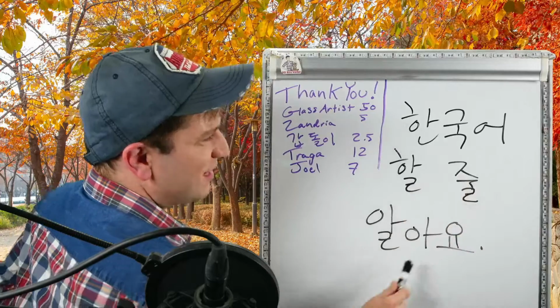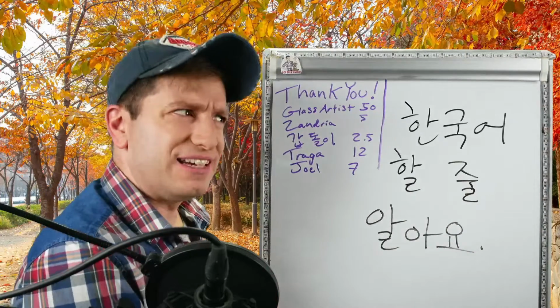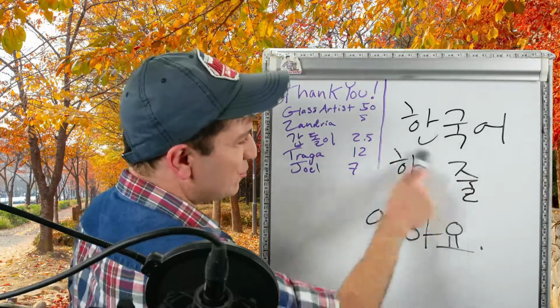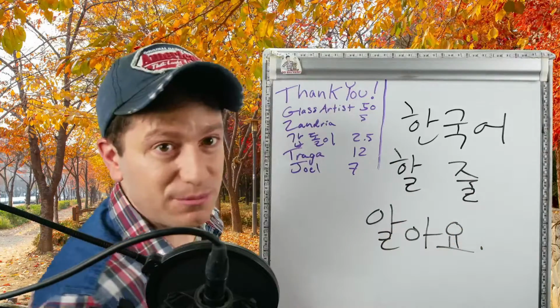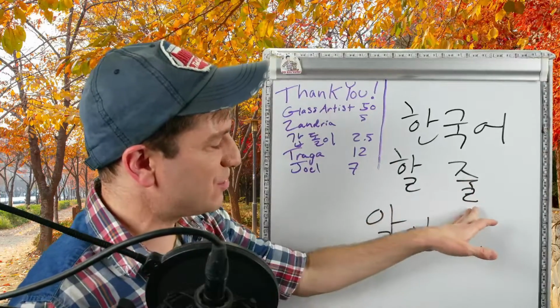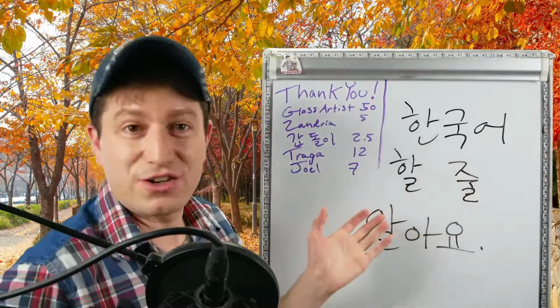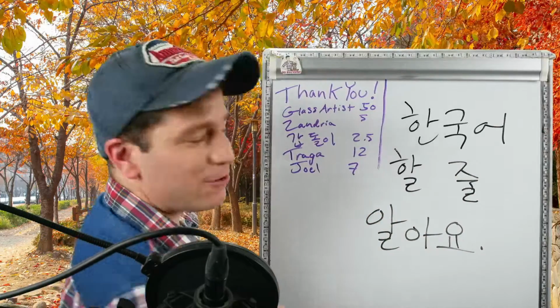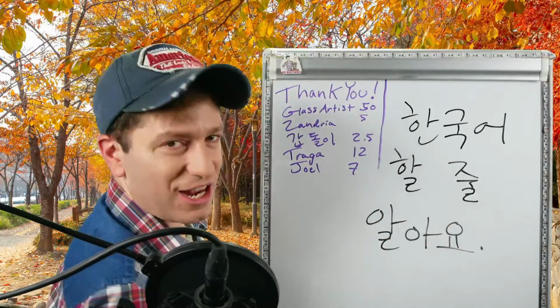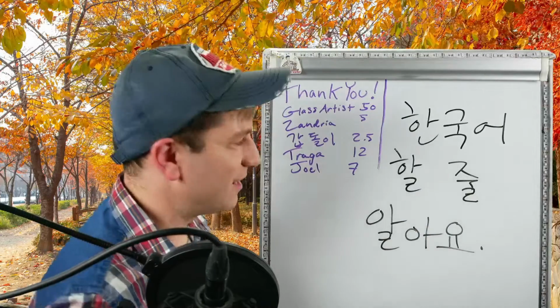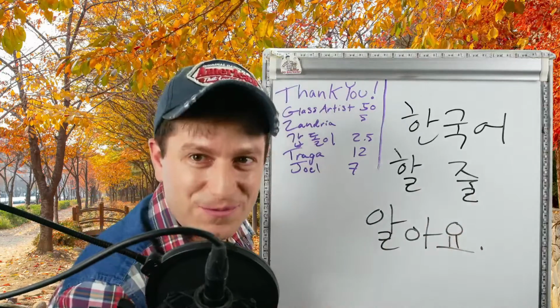한국어 하는 줄 알았어요. I thought you speak Korean. That's a different meaning. 한국어 할 줄, how to. 방법, remember, the way to, the method to, how to speak Korean. So I know how to speak Korean. 한국어 할 줄 알아요. I know how to speak Korean. 한국어 할 줄 몰라요.